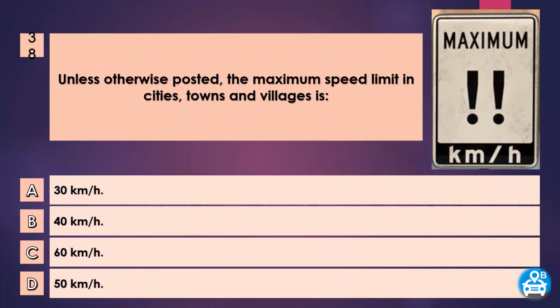Unless otherwise posted, the maximum speed limit in cities, towns and villages is: A. 30 km per hour. B. 40 km per hour. C. 60 km per hour. D. 50 km per hour.